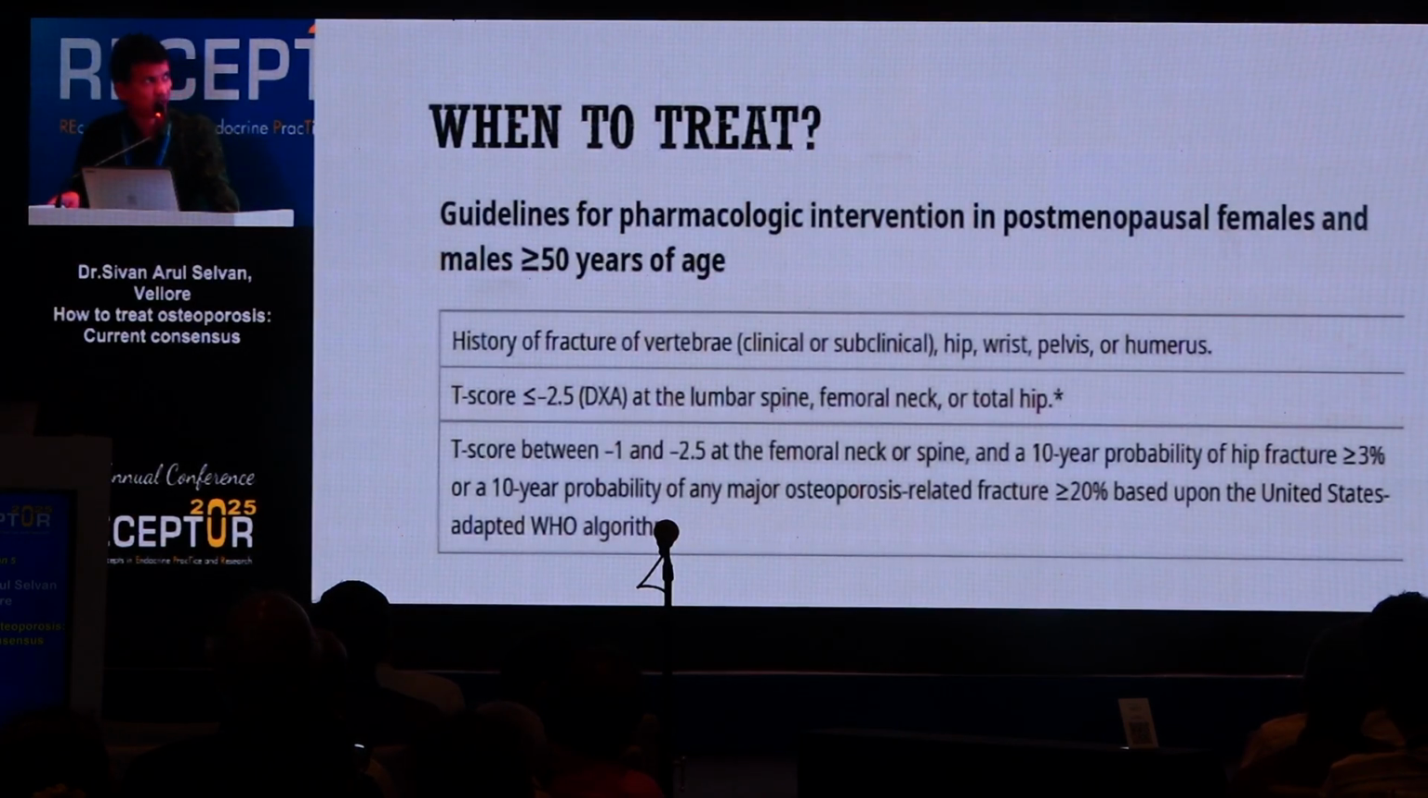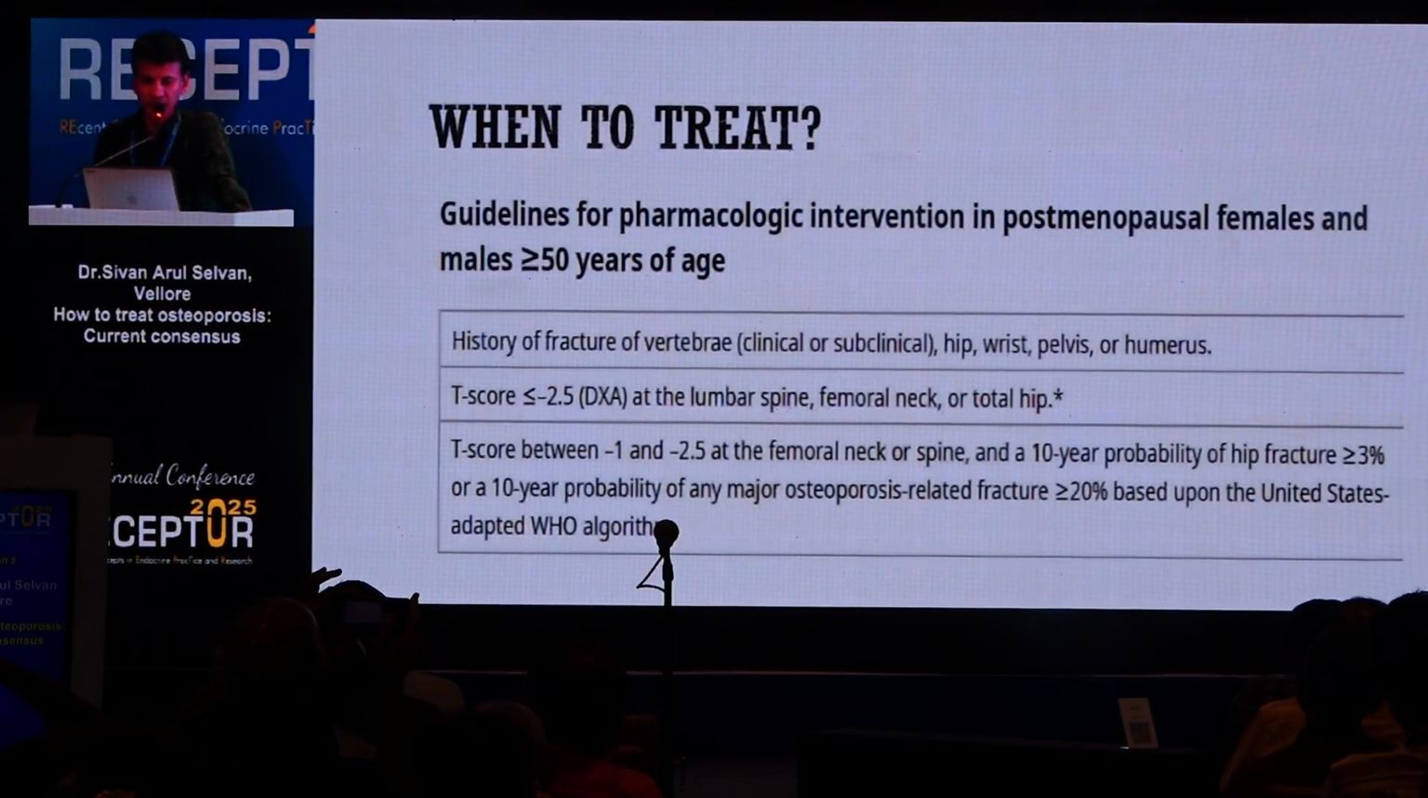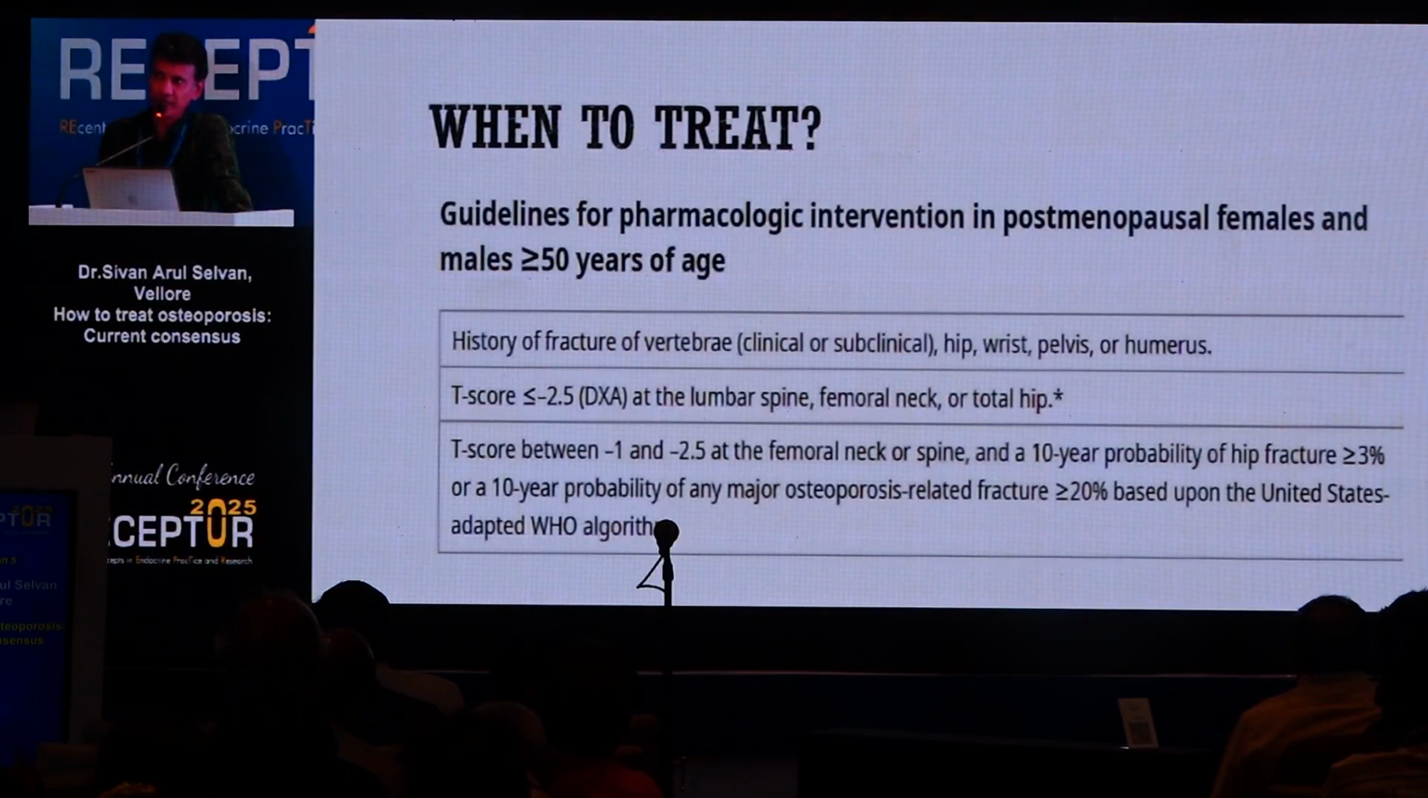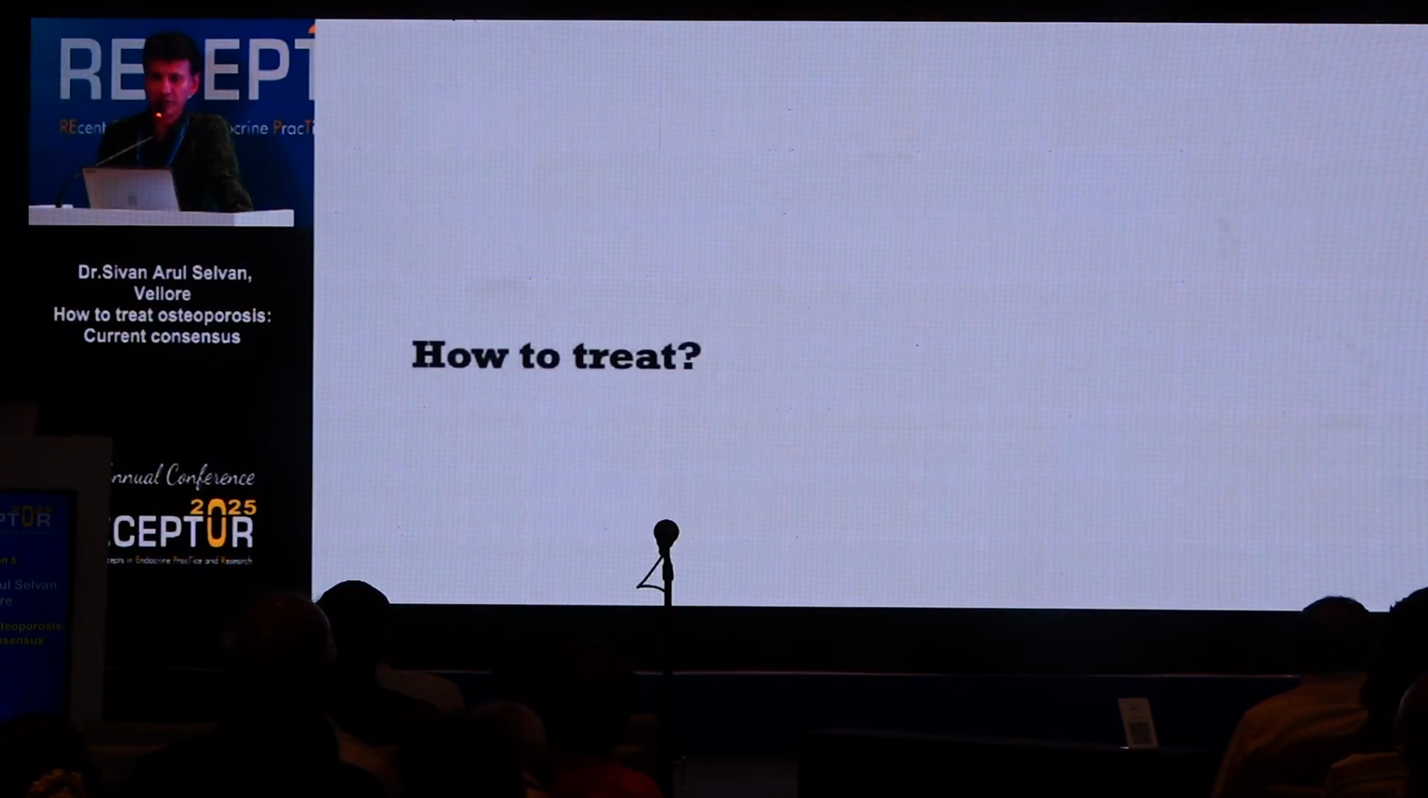So to put it simply, when do you choose treatment? When there is a history of fragility fracture, when the T-score is less than -2.5, or when the patient has a 10-year risk of fracture of more than 20%, or hip fracture risk of more than 3%. Okay, you decided to treat.